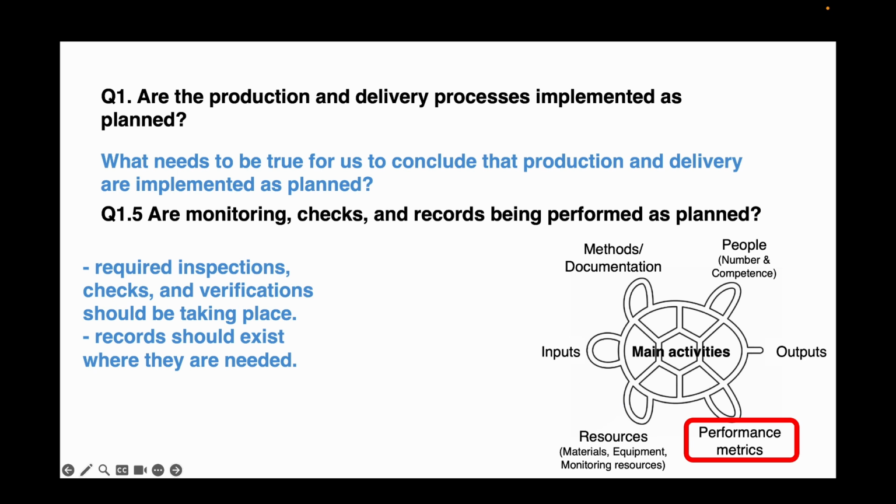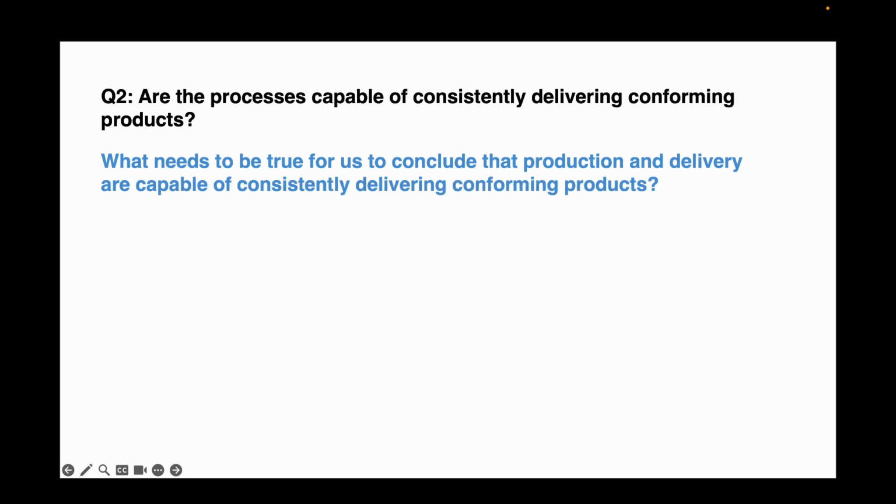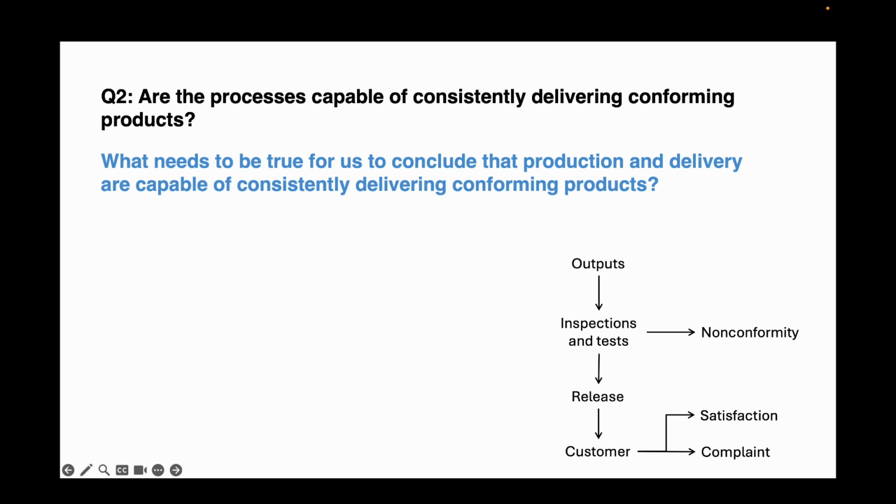Now, let's go to the second part. Let's go to the capability. So now it's time for the second question. Are the processes capable of consistently delivering conforming products? So what needs to be true for us to conclude that production and delivery are capable of consistently delivering conforming products? So we look at the outputs, at the final control, release, and management or handling of nonconformities. And even check if nonconformities arrive at the customer, with complaints, for example, or satisfaction level.